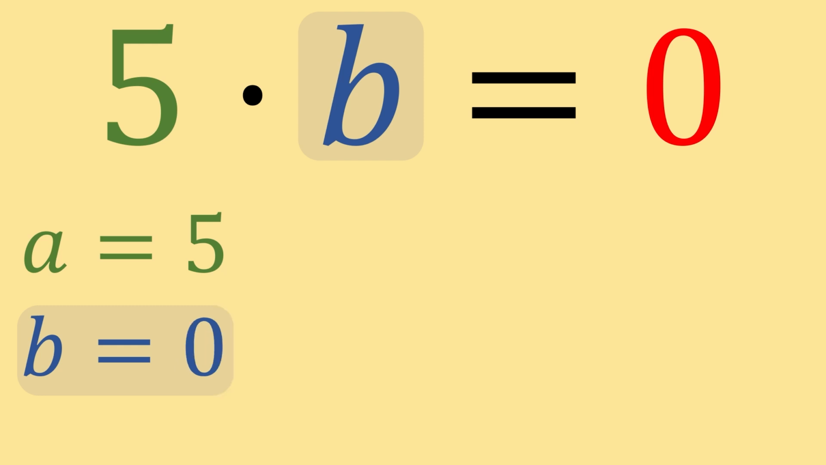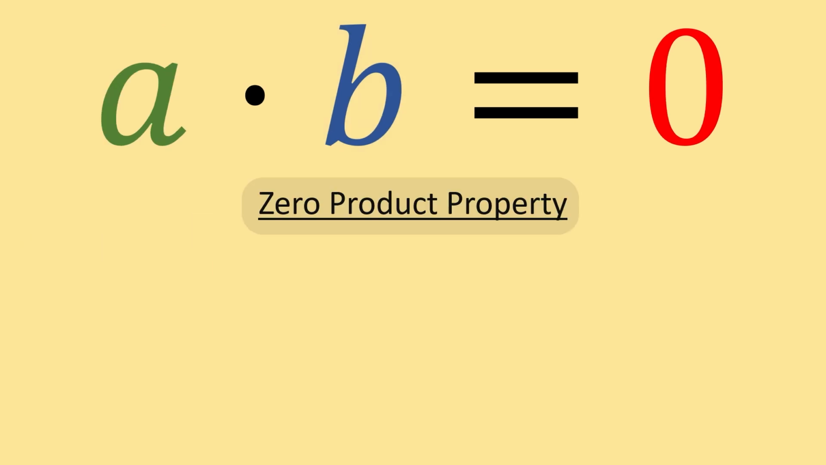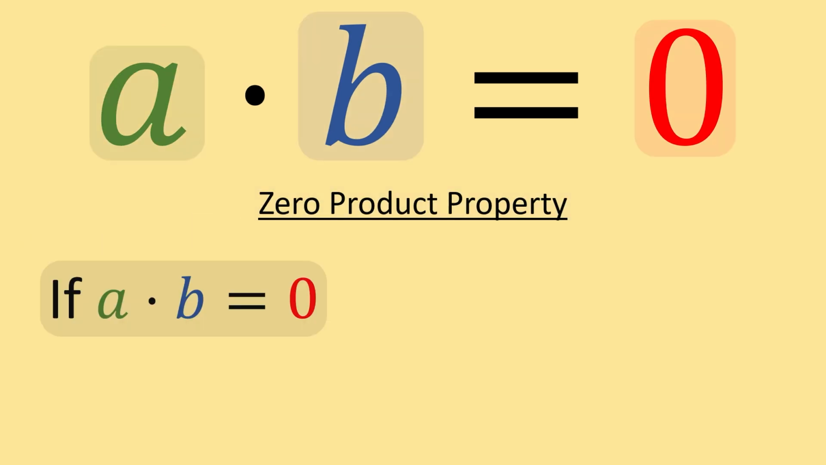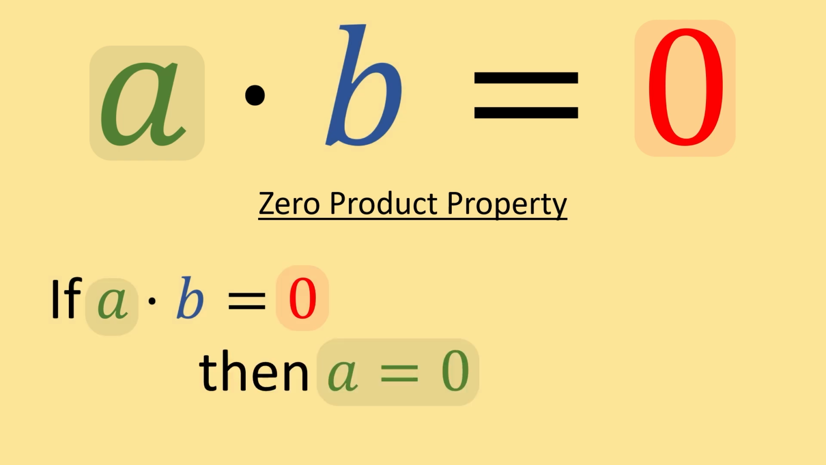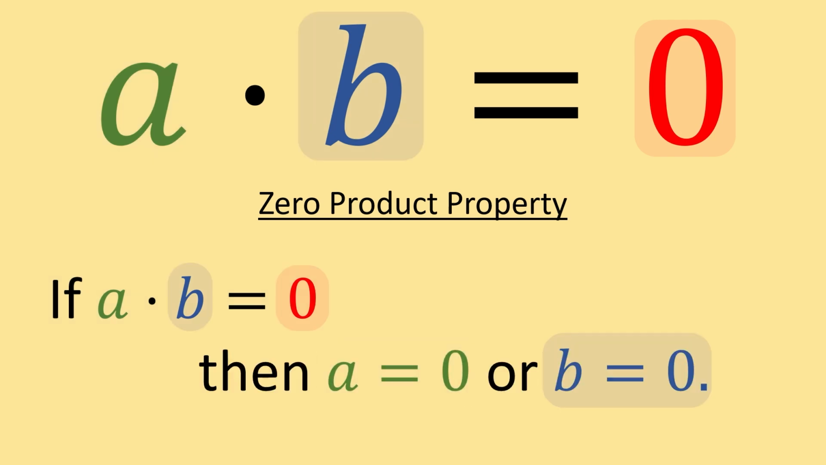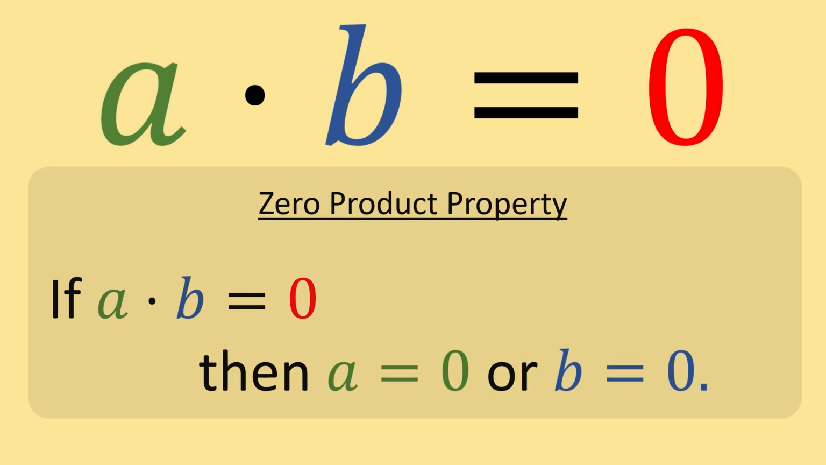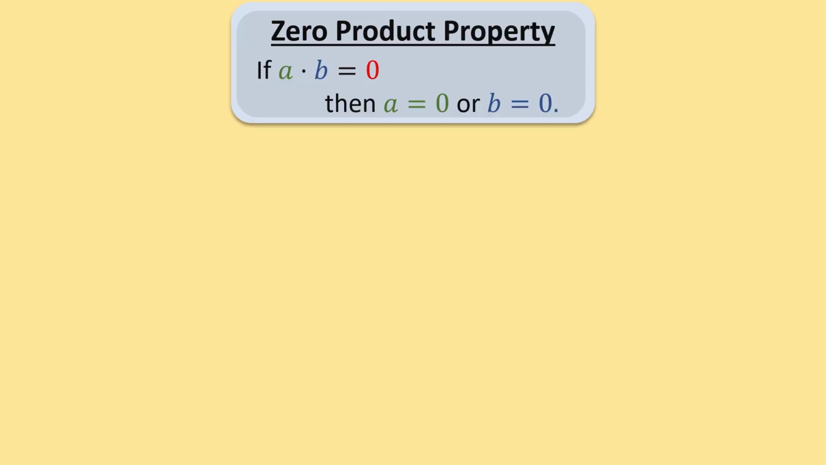And this brings us to the zero product property, which for two terms is: if a times b equals 0, then a equals 0, or b equals 0. And we generally use this property when we're working with a factored form of a polynomial set equal to 0.